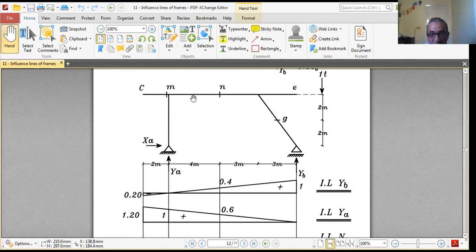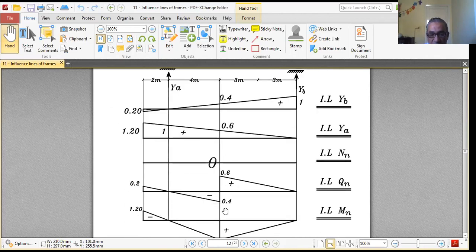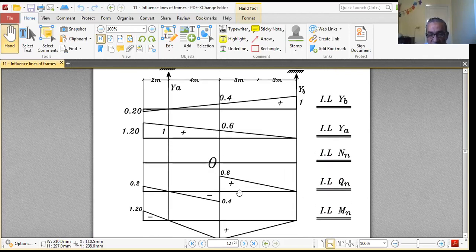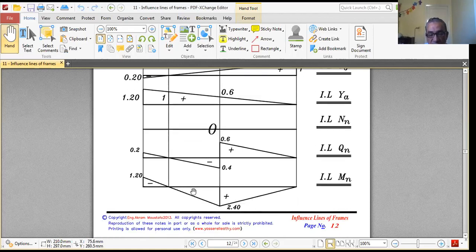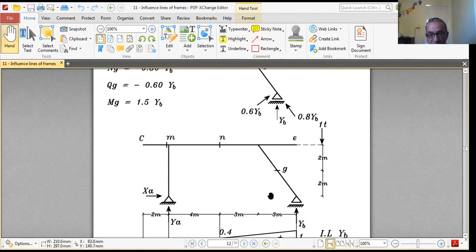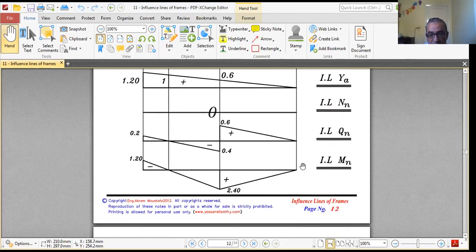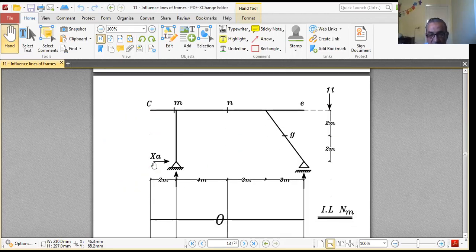Q_N, like what was done before for the beam: minus 0.4 to 0, plus 0.6 to 0, which is 4 over 10, and this one is 6 over 10. So 0.6 to 0, plus minus 0.4 to 0, plus extend. Influence line of M_N, like what was done before: AB over L, which is 6 by 4 divided by 10, 2.4 to 0, extend to minus 1.2.